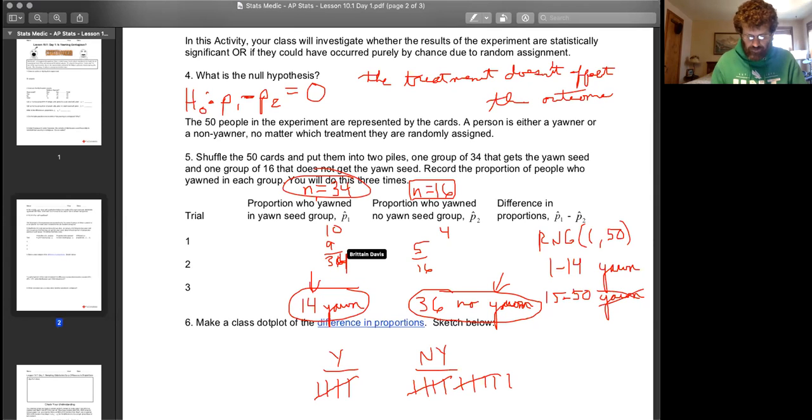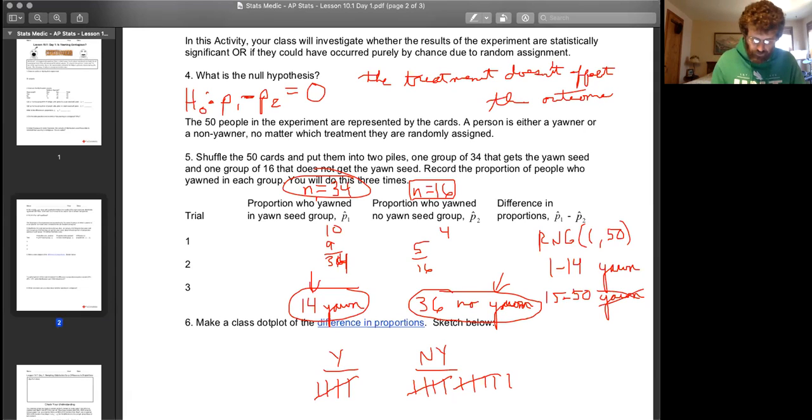Okay, if this makes sense, these two numbers should add up to 50, because that's my 2 different sample sizes that add up to 50. In the first sample, 5 out of 16 yawned, and for the ones who got the yawn seed, 9 out of 34. Now these numerators have to add up to 14, because that's how many total people yawned. All right, again, I hope this is making sense.